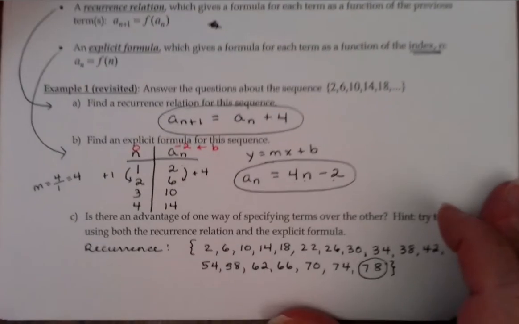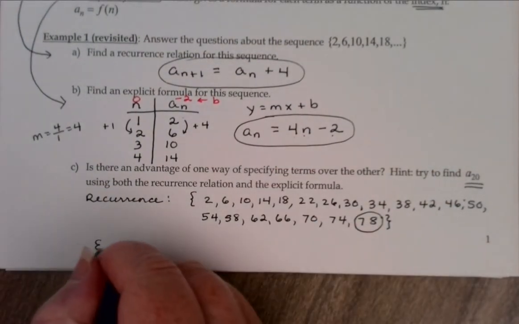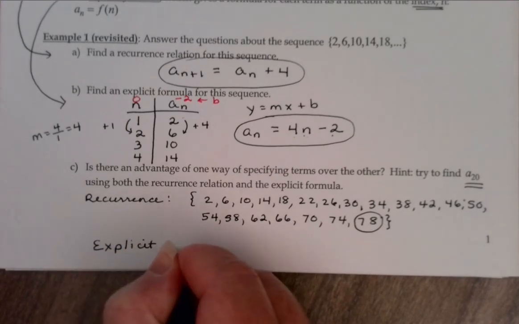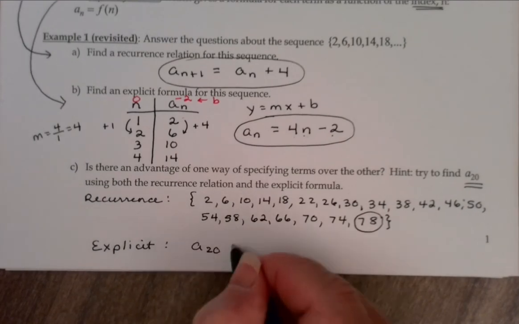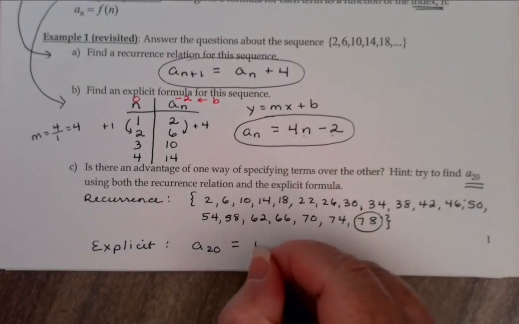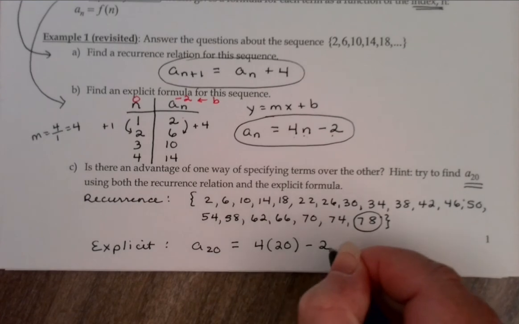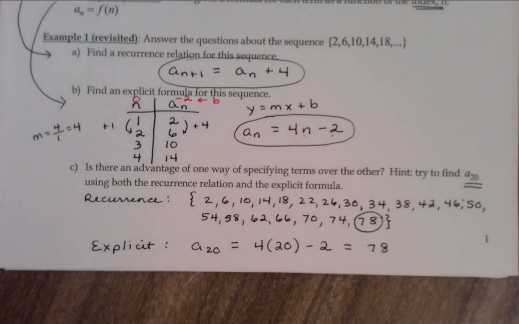Now let's look at doing this using the explicit formula. Well, now if I want a20, I know the index, or the n value, is 20. I can plug that into my formula. And that would be 80 minus 2 is 78.